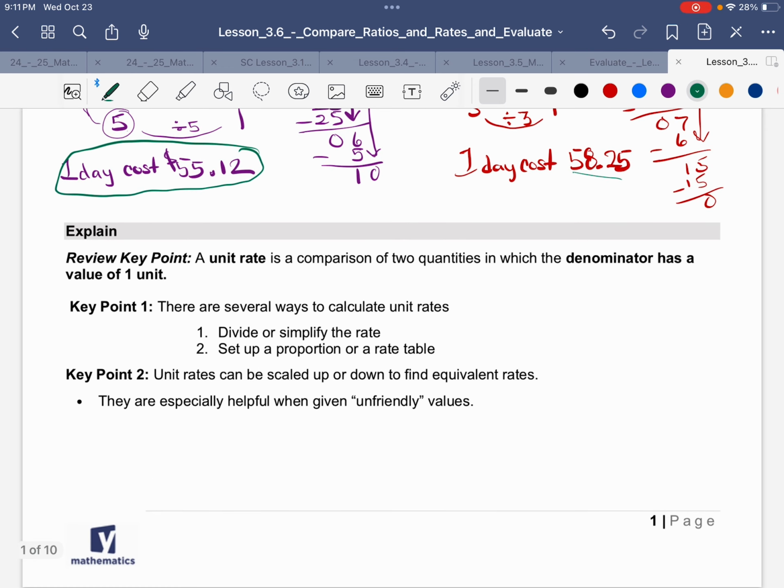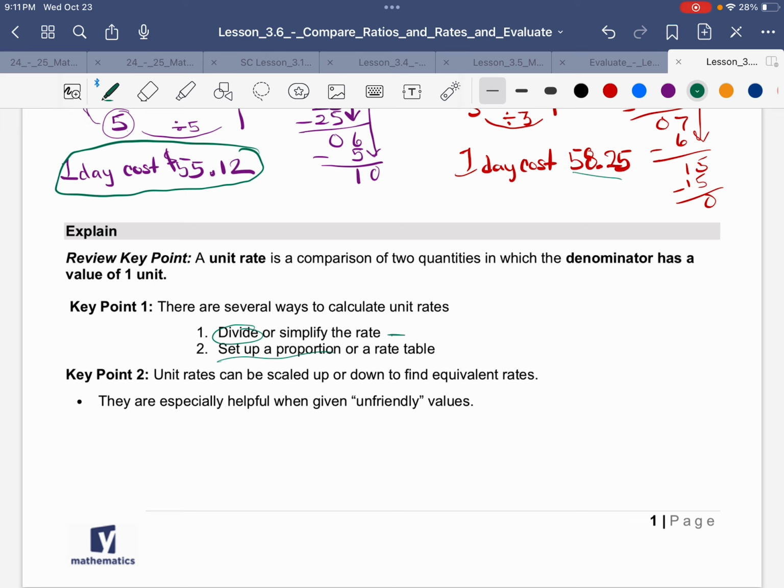So this is a review key point. The unit rate is a comparison of 2 quantities in which one of your units is 1. There are several ways you can calculate it. We did the division, but you can also divide or simplify the rate, or you can set up the proportion like I just did. You're going to get the same answer from the process. It just looks a little different. Whichever one makes more sense to you.